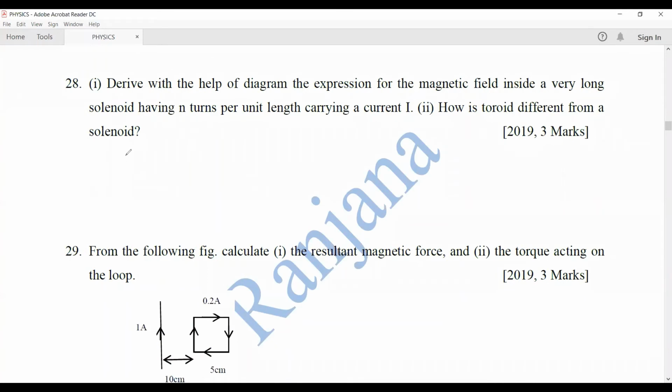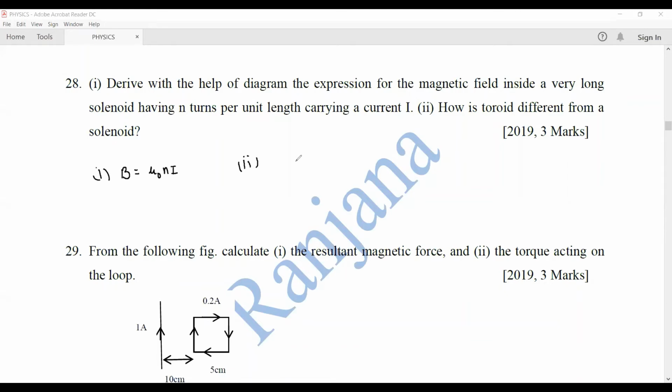Question number 28, first part: derive with the help of a diagram the expression for the magnetic field inside a long solenoid having n number of turns per unit length carrying a current I. This we have already derived in the theory part, which is equal to mu naught n I, where n is the number of turns per unit length. The second part is, how is a toroid different from a solenoid?